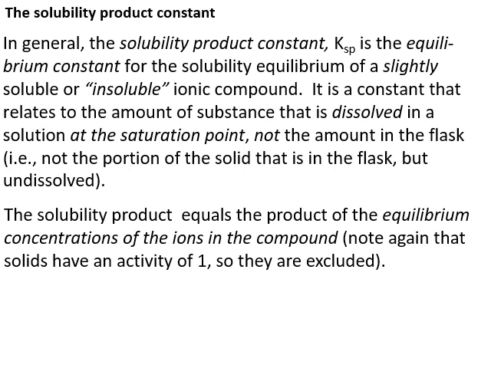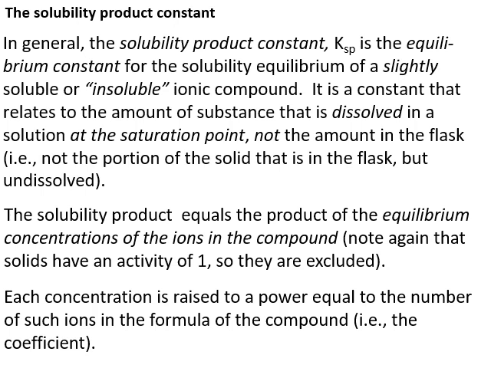The solubility product equals the product of the equilibrium concentrations. The one that we just did had stoichiometry of 1 to 1 to 1, so it was just the calcium times the oxalate, both raised, however, to the first power. We didn't really notice that because we don't usually write the 1, but if one of those were 2 or 3, then they would have to be raised to that power. Each concentration is raised to a power equal to the number of such ions. In other words, what the coefficient is. Next slide.